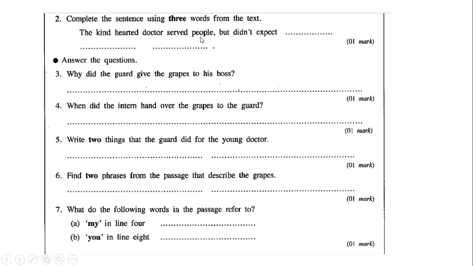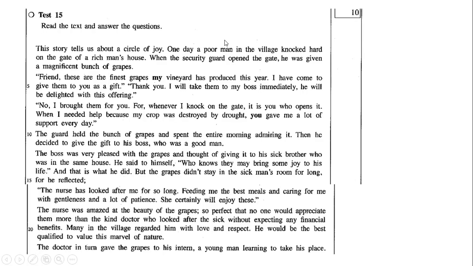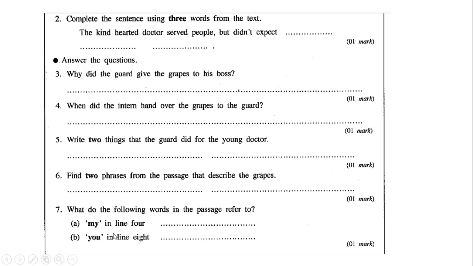Then complete the sentence using 3 words from the text. The kind-hearted doctor served people but didn't expect. That should be any financial benefits. Next one, answer the questions. Why did the guard give the grapes to his boss? Because he was a good man. That was there in the passage.